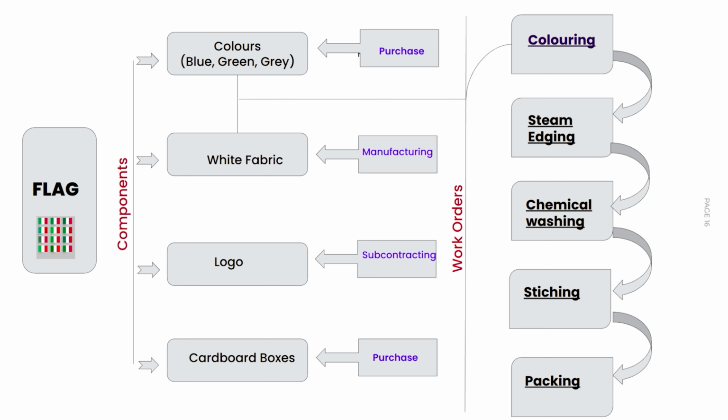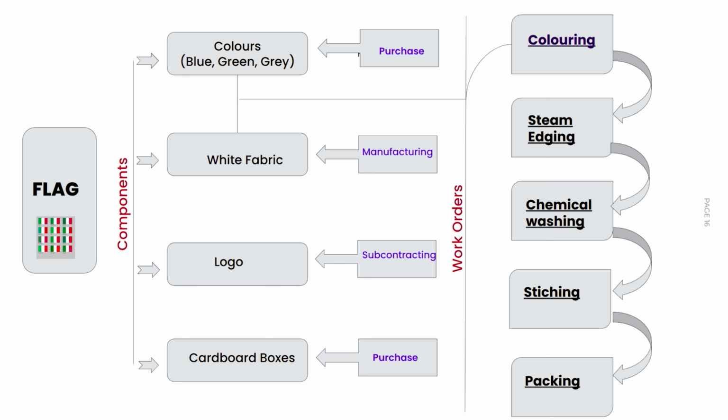If these colors are not available in company stock, they will be purchased at the time of manufacturing. Then the white fabric is the next component, which is manufactured using polyester fibers. To complete the manufacturing of white fabric, an operation named spinning will be performed.